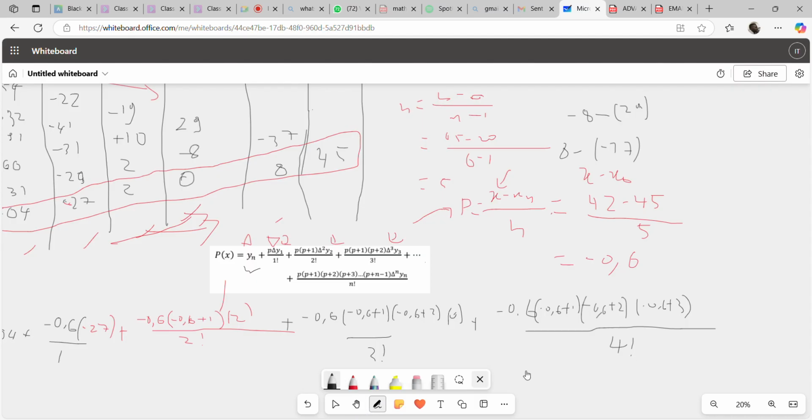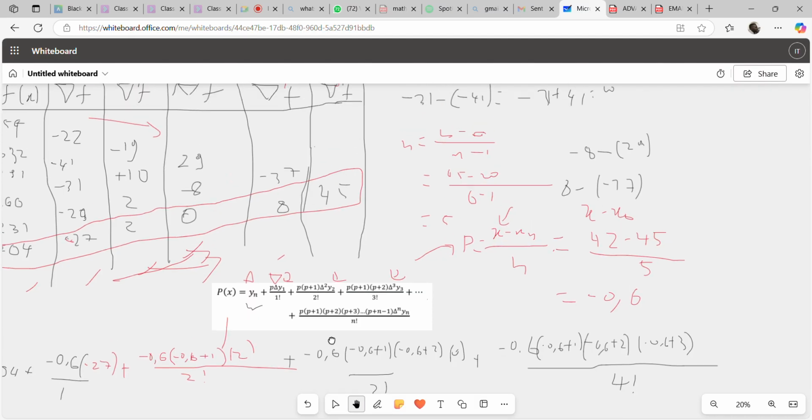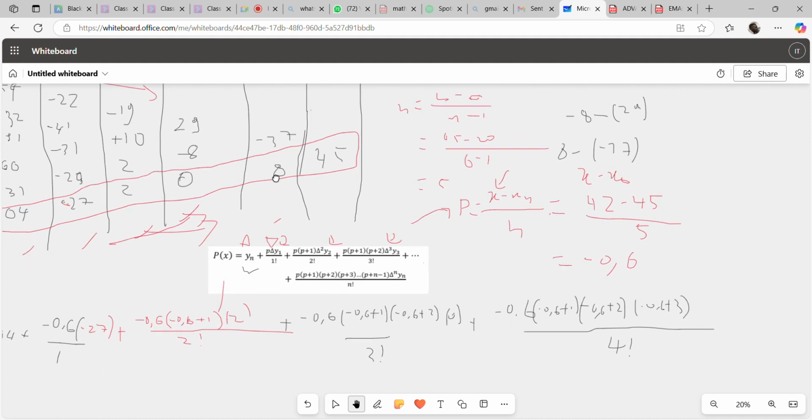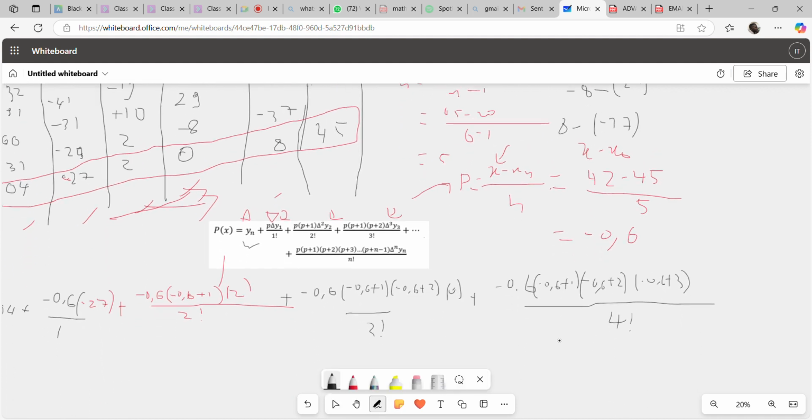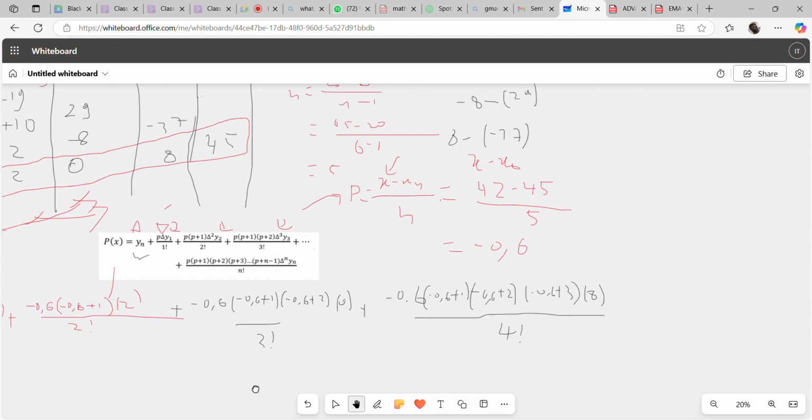Now what is the delta 4 here? You just come, you read. Delta 4 here is 8. You come, you put 8. Guys, this is a repetition. It is not difficult. If you can just redo it after the class before you go to bed.